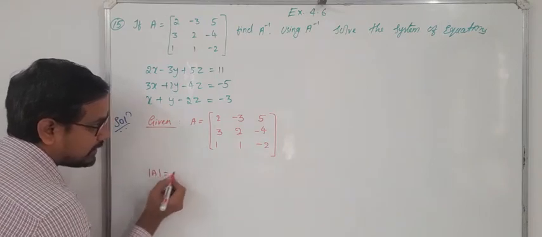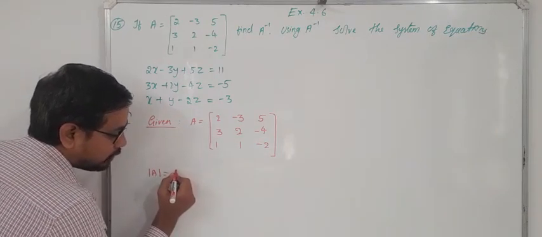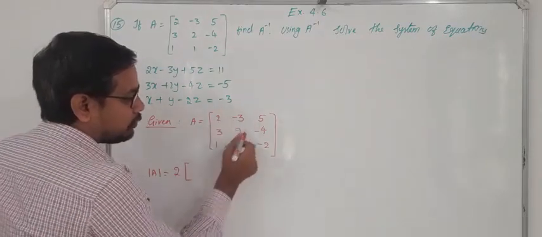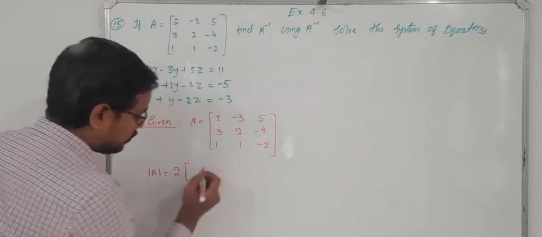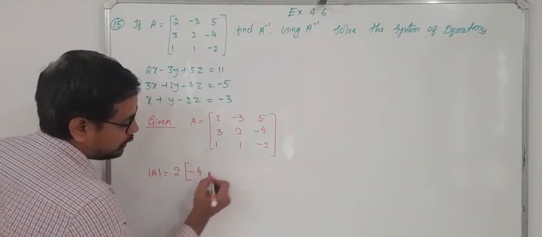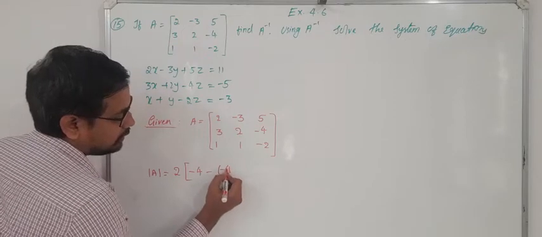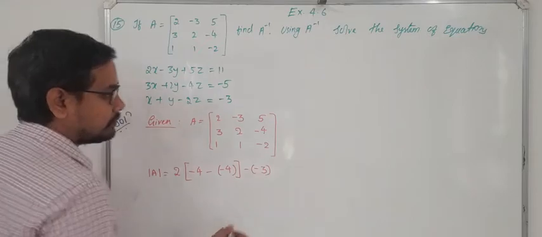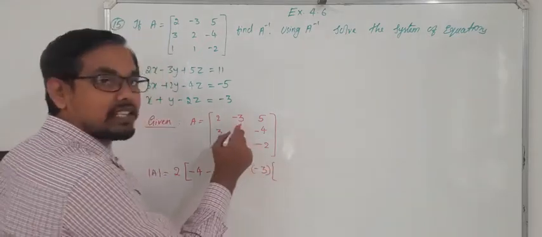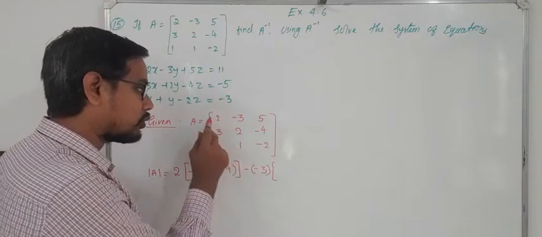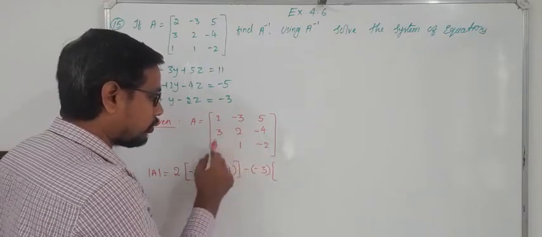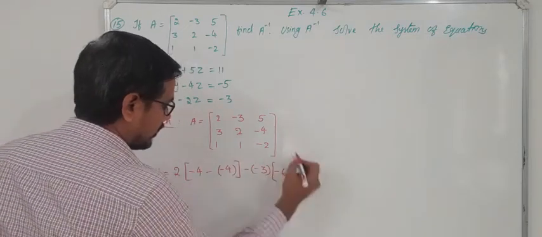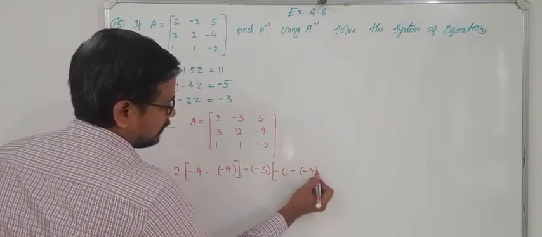Determinant of A, expanding along the first row: 2 into, leaving first row and first column, what are left? 2, minus 4, 1 and minus 2. So 2 into minus 2 is minus 4, minus 1 into minus 4, minus 4. Minus of minus 3 into, minus 3 is in the first row, second column, so leave the first row and second column, what are left? 3, minus 4, 1, minus 2. 3 into minus 2 is minus 6, 1 into minus 4, minus 4.